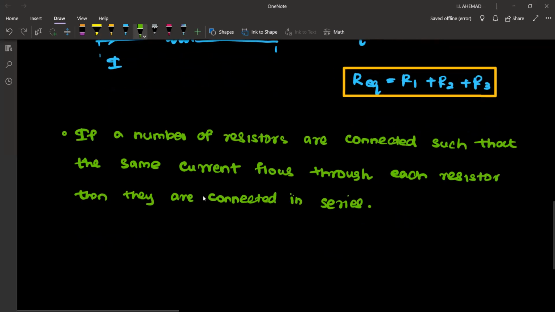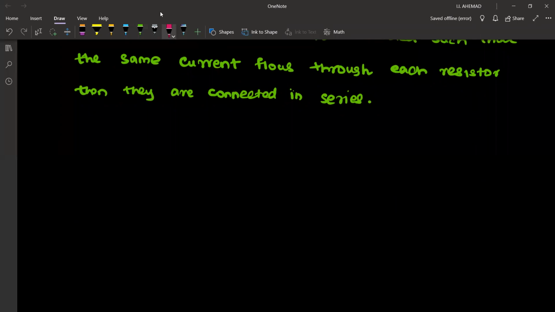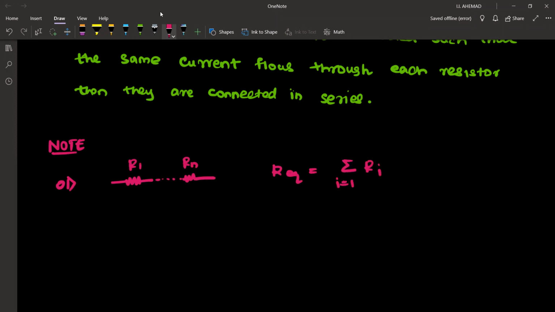Okay. So let's write a note. Note number 1. If we have n number of resistors, then R equivalent is equal to sigma of Ri, i equal to 1 to n. We have to just add all of them together.